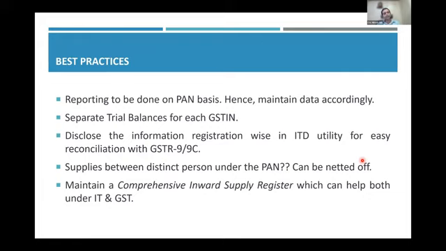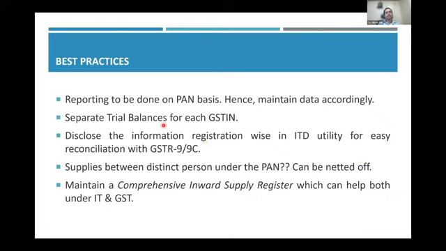For future use, for future GST department audits, if you want to corroborate the information, my suggestion will be to put a GST number wise breakup, so that at that time this can directly be calculated from that particular inward supply register.